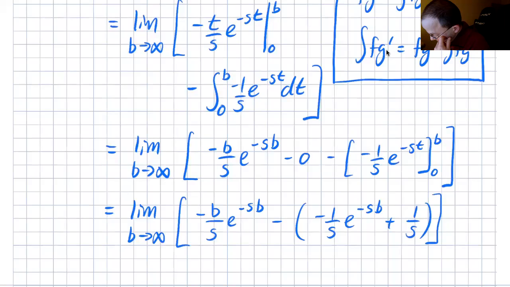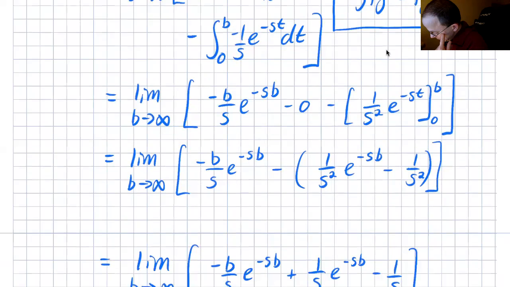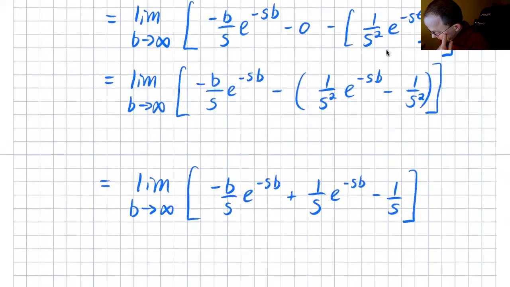So then this is going to be 1 over s squared, minus 1 over s squared. Okay, there we go.